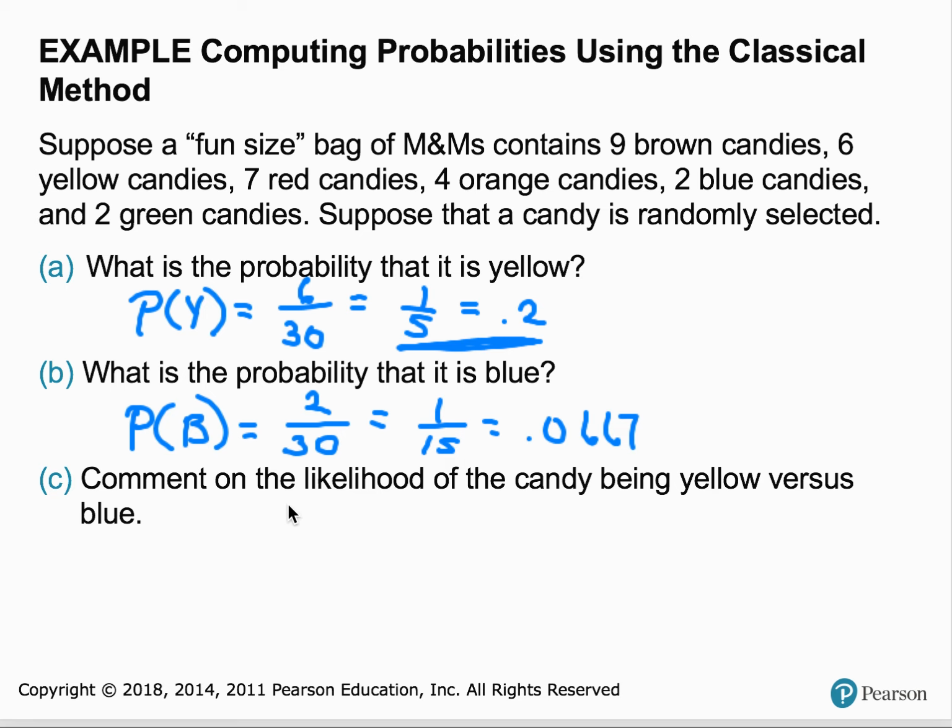Okay, so comment on the likelihood of the candy being yellow versus blue. Well, it's more likely to be yellow. And as a matter of fact, it looks like it's 3 times more likely, because 2 out of 30 versus 6 out of 30. So we'll say 3 times more likely to get a yellow M&M than a blue one.